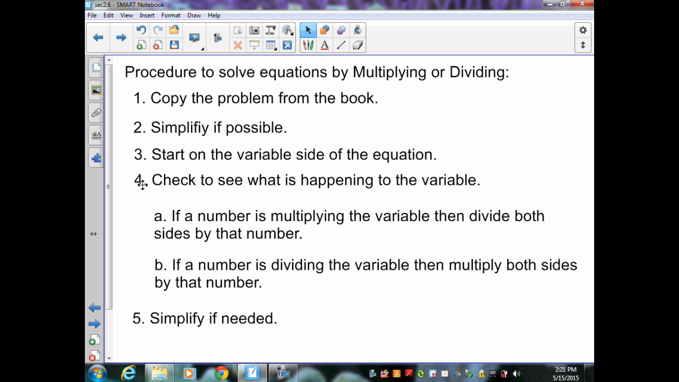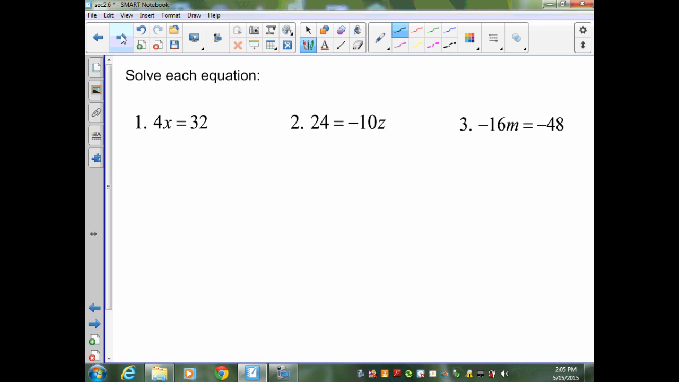Number 4, check to see what's happening to the variable. And here's the questions. A, if a number is multiplying the variable, then divide both sides by that number. And B, if a number is dividing the variable, then multiply both sides by that number. And number 5, simplify if needed. Now let's take a look at some examples.